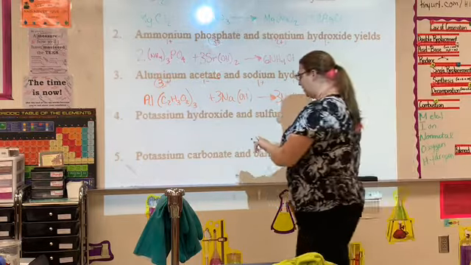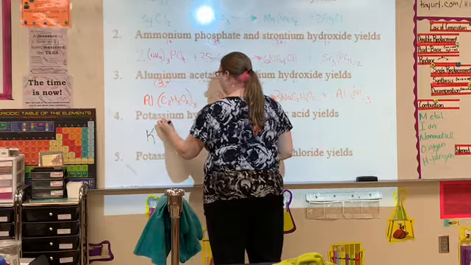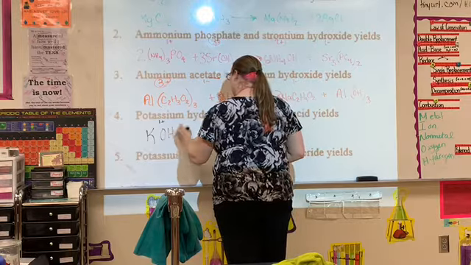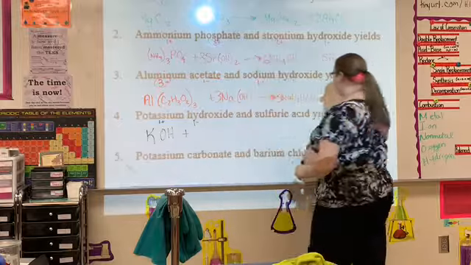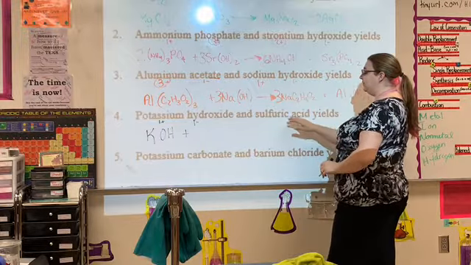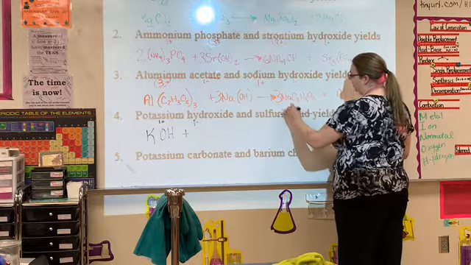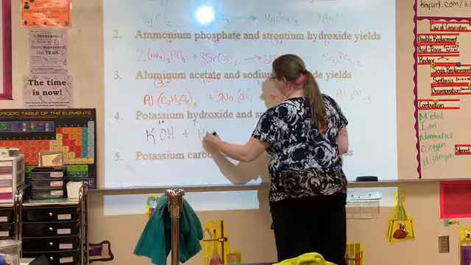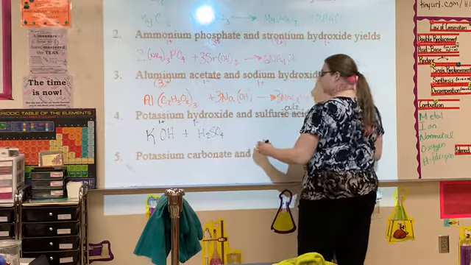Potassium hydroxide. Potassium is K with a 1 plus charge. Hydroxide is OH with a 1 minus charge. No need to crisscross because they're equal. Then we have sulfuric acid. Sulfuric, remember there's no hydro here, so this is just going to be sulfates with an H. So we have H2SO4, sulfate with 2 hydrogens.